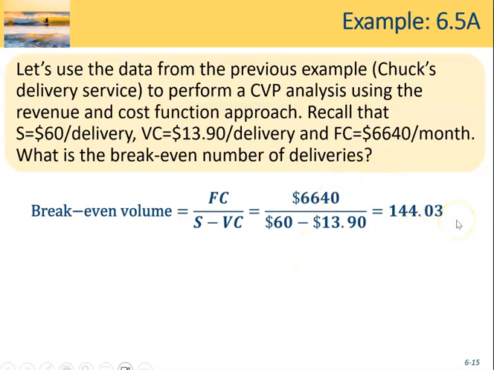So the aim for this organization would, of course, be to have more than 144 deliveries so that they can have an operating profit, also known as net income.